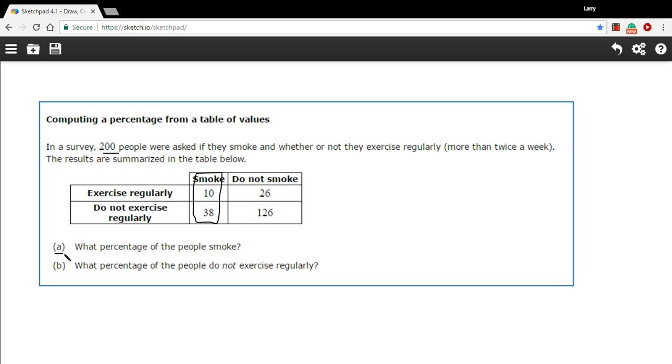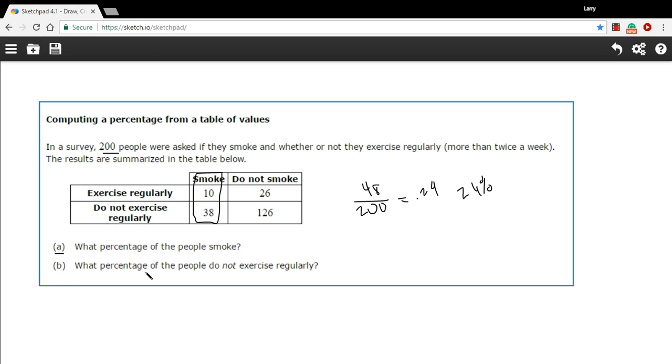So for example, in A, it says what percentage of the people smoke. That would be all of these people in this column, the people who smoke and exercise and the people who smoke and don't exercise. So 10 plus 38, that's 48. And then to get the percentage, we simply divide that number by the total. So 48 divided by 200 is 0.24, and as a percent, that is 24%.